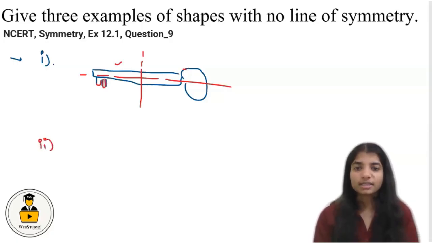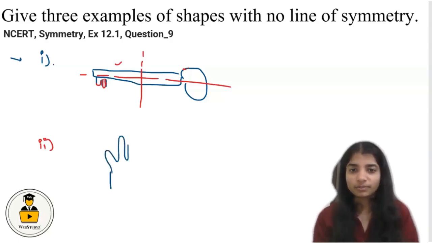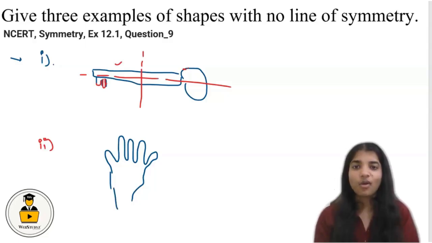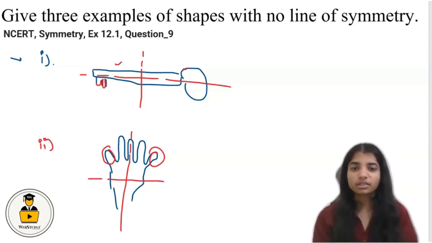Now our second example can be your hand, because we know that in a hand there are five fingers: 1, 2, 3, 4 and 5. So this is your hand, and it has 5 fingers, and all the fingers are of different size. If we divide this from here, this is the thumb and this is your last finger. Both are of different size and different shape. So we can say that the hand does not have symmetry, not vertical as well as horizontal. So this is the answer to part 2.